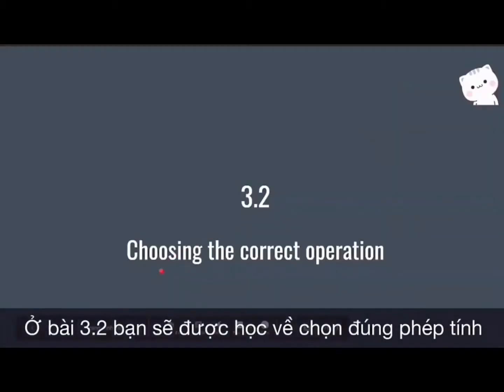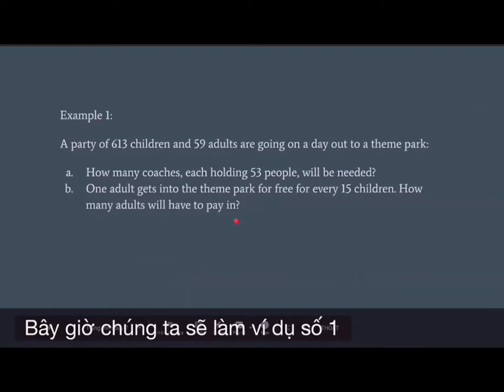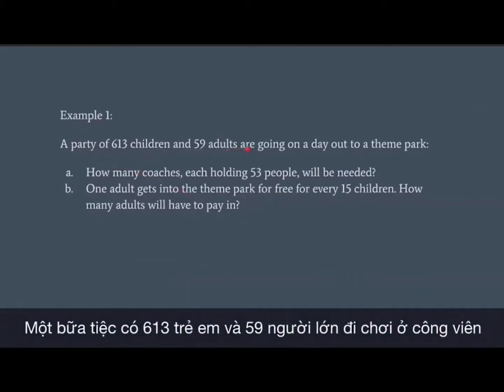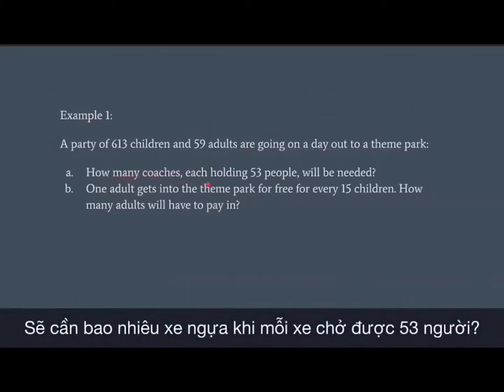Chapter 3.2, you study choosing the correct operation. Now we go to example 1. A party of 613 children and 59 adults are going on a day out to a theme park. How many coaches, each holding 53 people, will be needed?